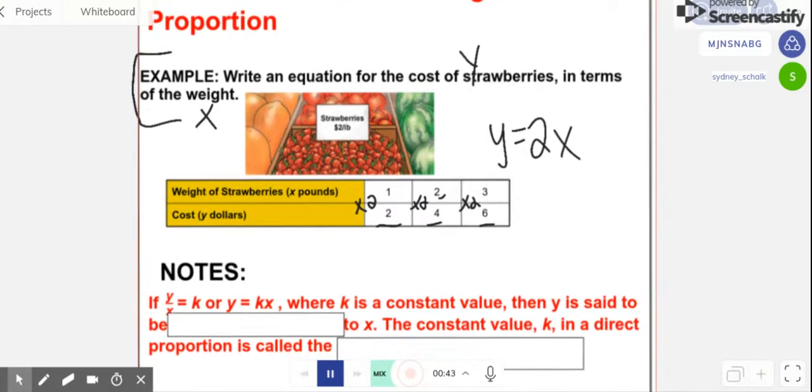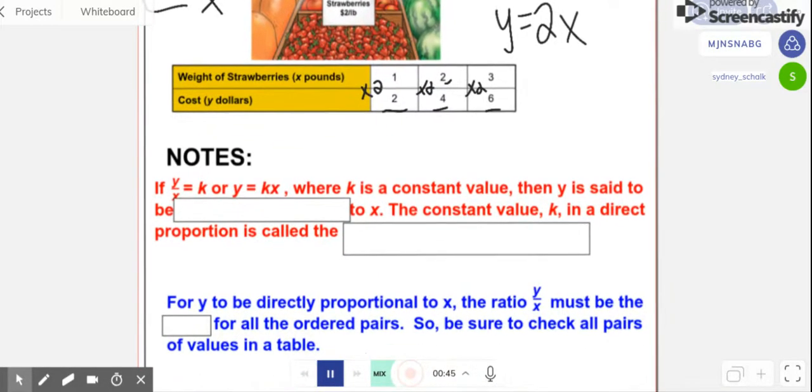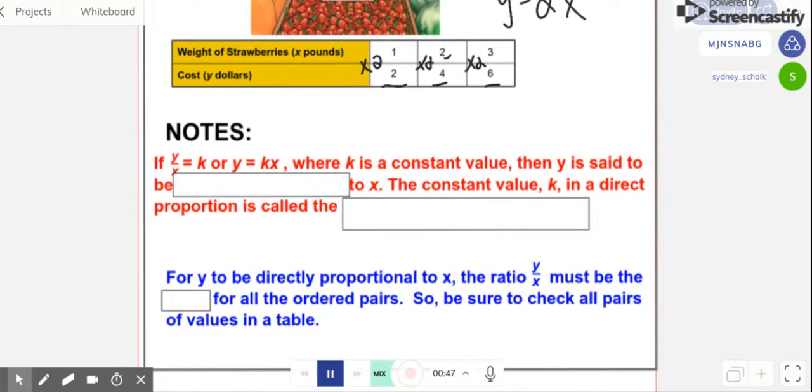So looking at the next part, make sure you write this in your notes. If y over x equals k, or y equals k times x, where k is a constant value, then y is said to be directly proportional to x. The constant value k in a direct proportion is called the constant of proportionality. The constant of proportionality, or k, is the coefficient of x. So in this case, it would be that 2.